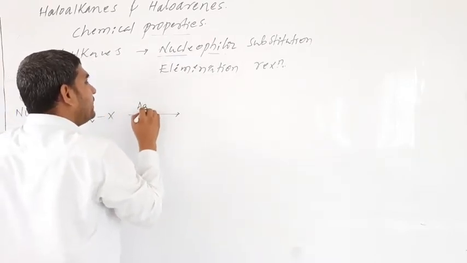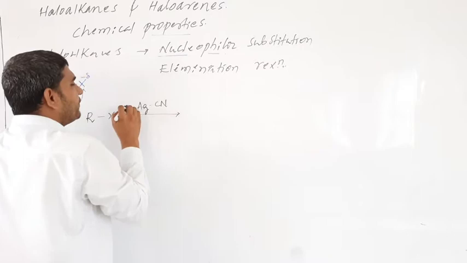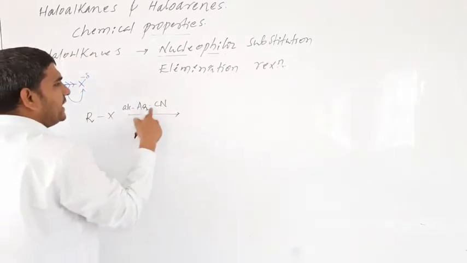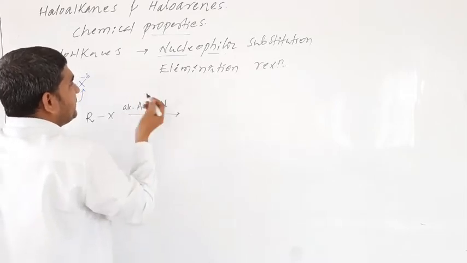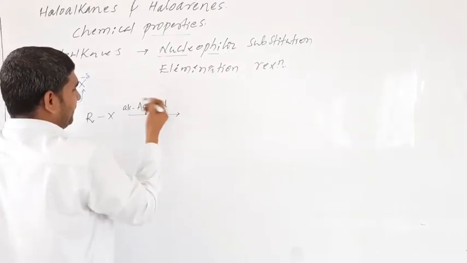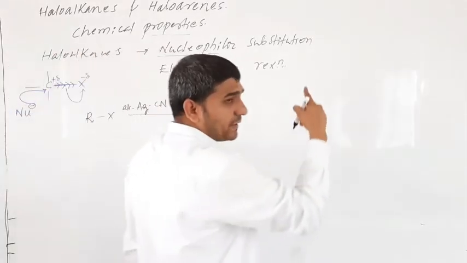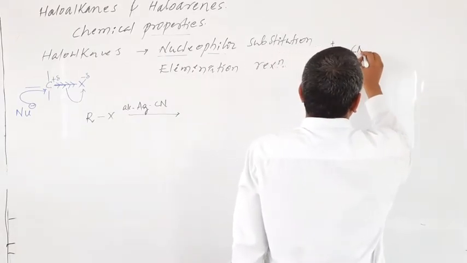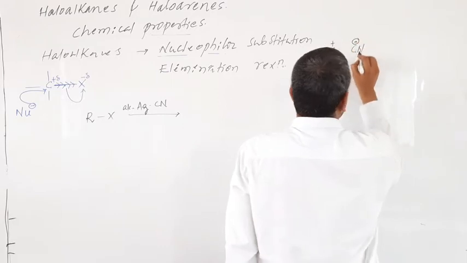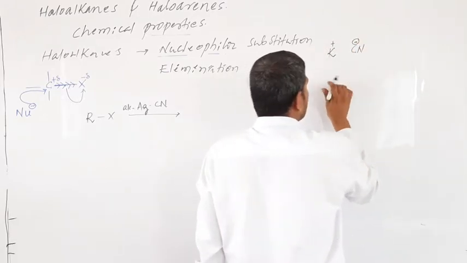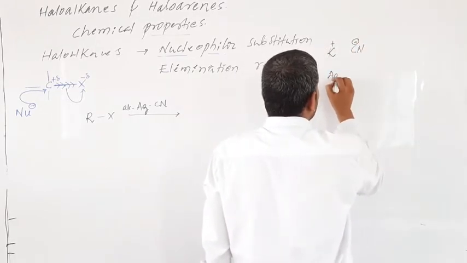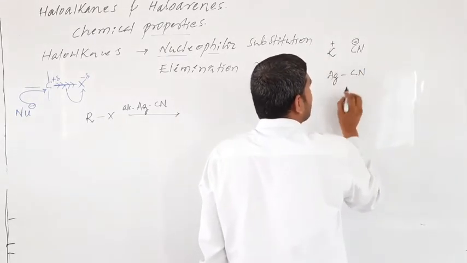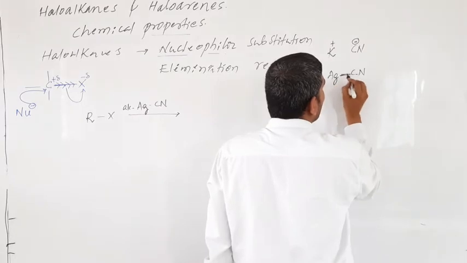Alcoholic AgCN. Listen carefully. Just now I have taken KCN, but over here AgCN. What is the difference between AgCN and KCN? I will explain over here. KCN undergoes complete cleavage, meaning the bond there is ionic, it cleaves completely. But over here in AgCN, the bond between Ag and CN is not ionic, it is covalent. That's why this bond will not undergo cleavage.